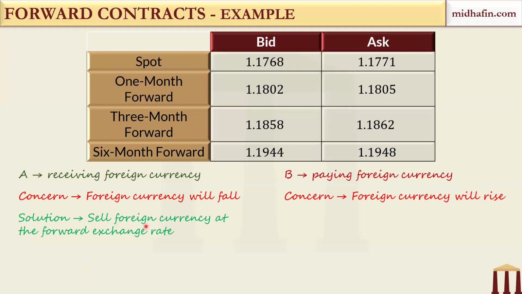A can sell foreign currency at the foreign forward exchange rate, locking in the current rate to avoid any kind of losses. Okay, so we'll see numbers also in the example, so don't worry. So understand that this is the solution, that you lock in the current rate so that there is no issue later. And for B, the solution is to buy foreign currency at the forward exchange rate. Okay, so that you don't have to pay more, you lock in the price, and you don't have to pay more if the currency strengthens.